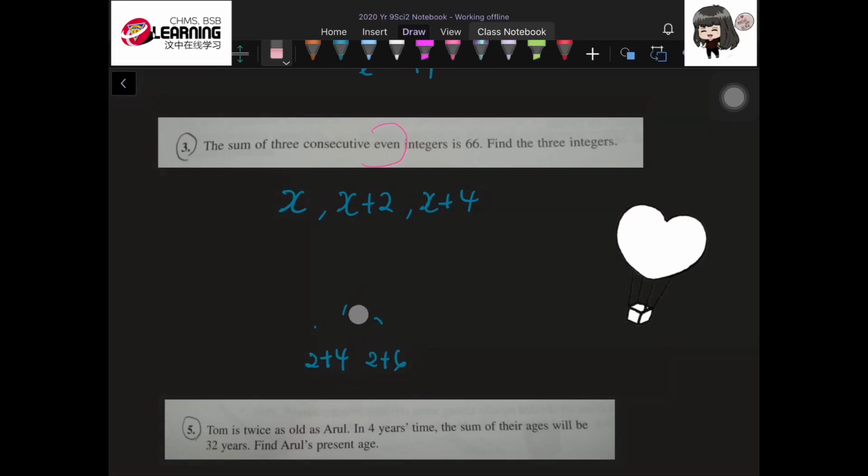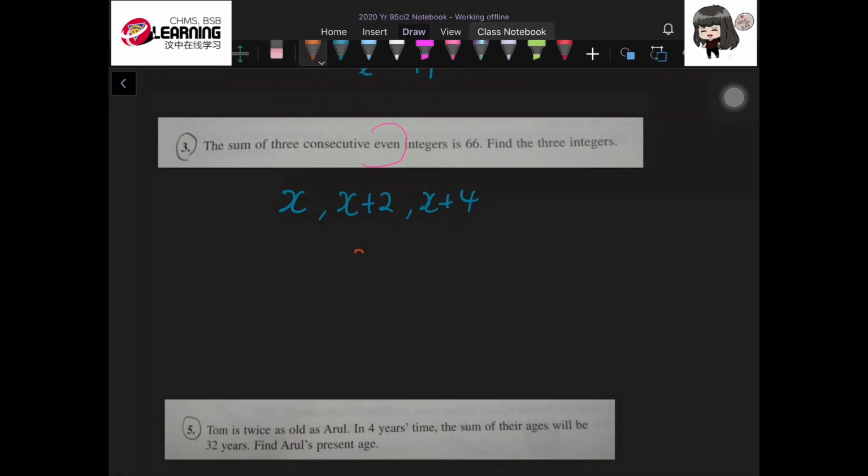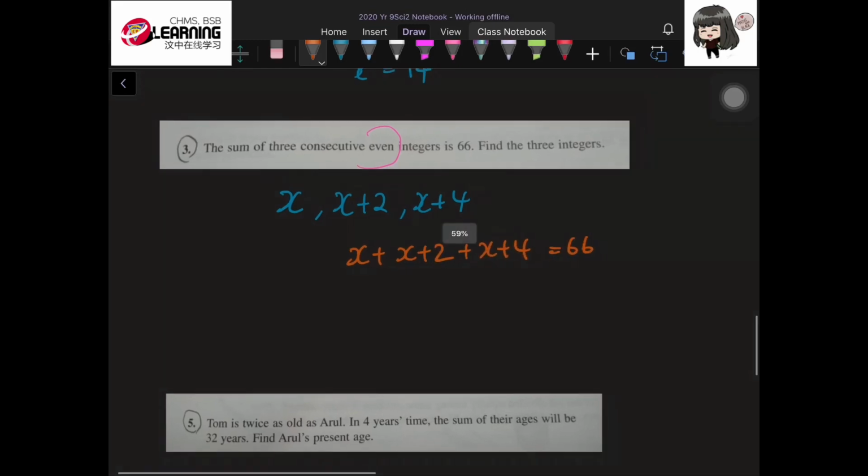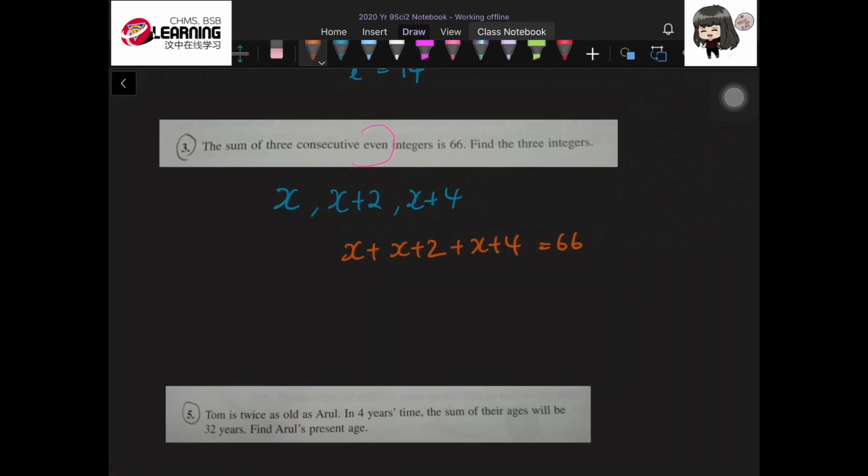And the sum of these 3 consecutive even numbers is 66. So we add these 3 up and it will equal 66. So X plus X plus 2 plus X plus 4 equals 66. Let's find out the first number first. So X plus X plus X is 3X, plus 2 plus 4 is 6, equals 66.